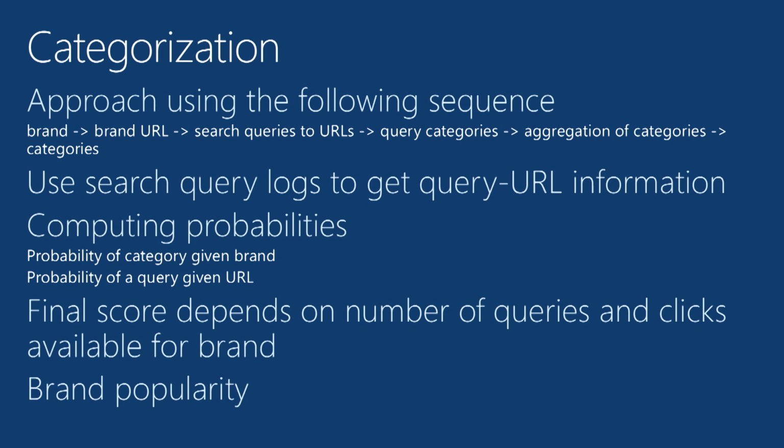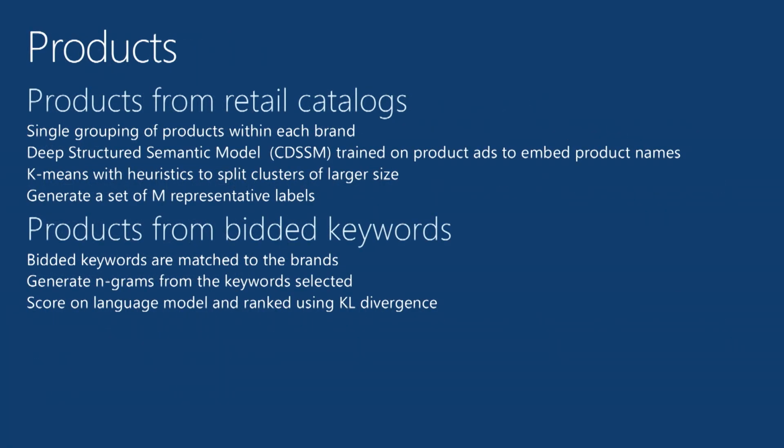Once we have the brands, the categories, and domains, the last piece of the cake is basically how to derive a product. So we derive products in 2 ways. One is from the retail catalog, so say Walmart.com dumps data onto you, and then we have to identify which of these n-grams actually match a particular brand, and then use other things, like for example, deep structured semantic modeling, which is a Microsoft thing, on top of the product ads to detect some of those names.